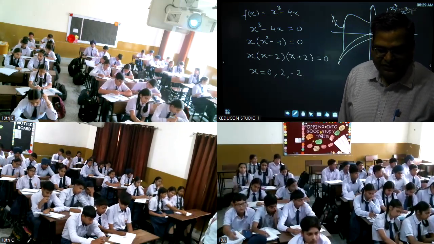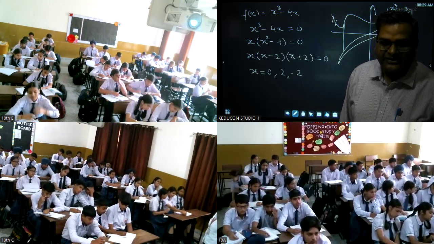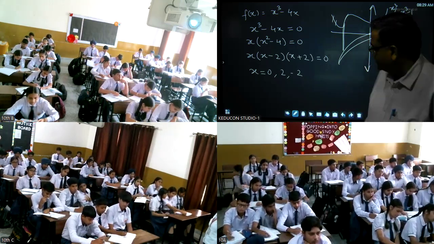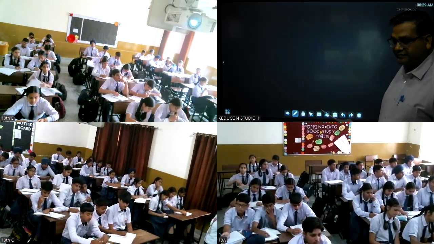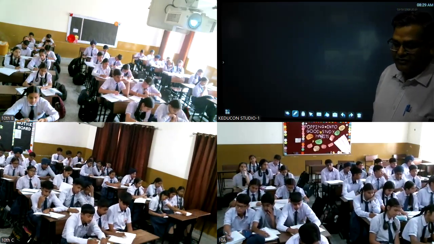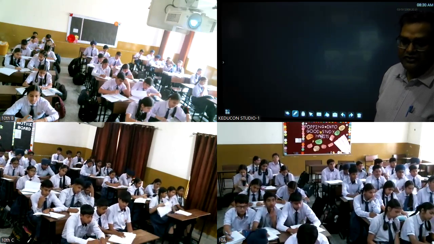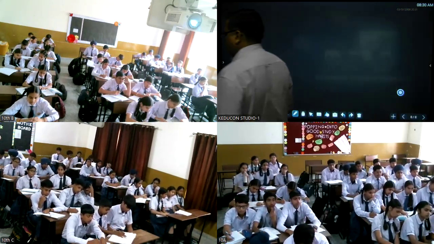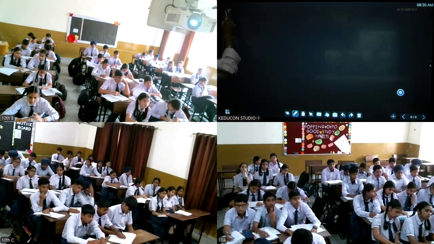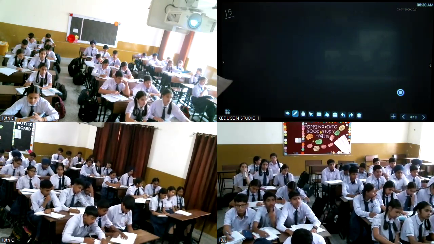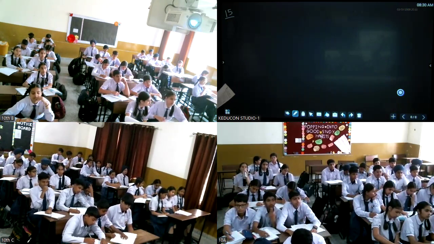Is this clear, students? Sir, yes. Now coming to question number 15. If one zero of the polynomial is the reciprocal of the other, then A is equal to 2. Right, students? What is the meaning of this? If one zero is the reciprocal of the other.